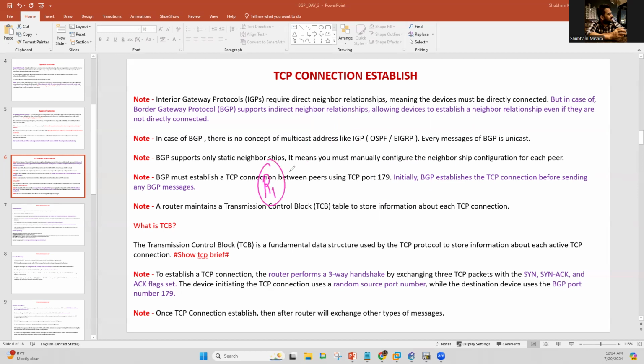This is R1. This is R2. For example, here we have OSPF. Here I am using OSPF, any IGP protocol. Here we have IP address 12.1 and here I have IP address 12.2. Now, let's suppose here I configured OSPF 100 and here OSPF 200. After that, I write the network command. You know the network command.